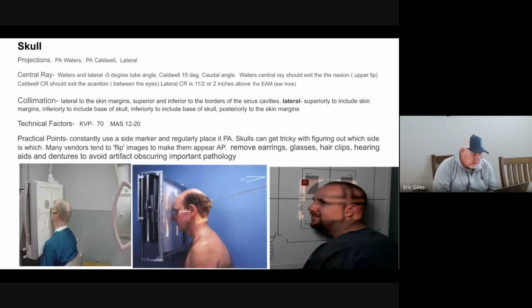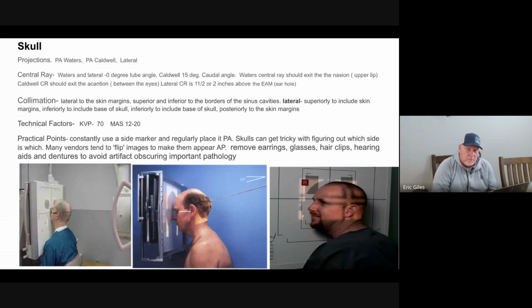The first one down there is a Waters, and you'll note that the patient's chin and nose are against the image receptor. The way I remember Waters is the patient is trying to keep their head up out of water, so their chin and their nose are against the image receptor. For the Waters, the central ray is actually going to exit the acanthion, or the upper lip. This is your nasion, and this is your acanthion. Those are 2 landmarks that you need to know.